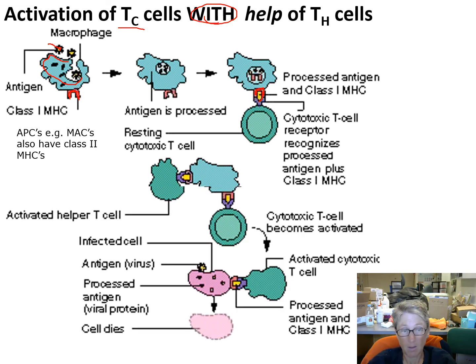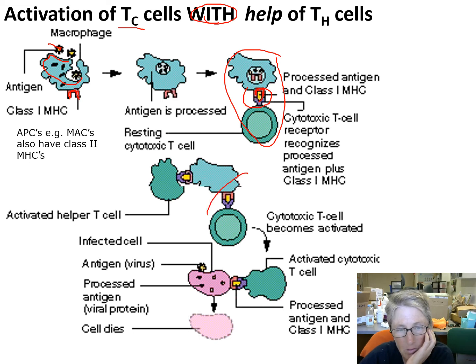Okay, now this gets a little tricky. So there you go, and you can see that the cytotoxic T cell has formed this immunological synapse here, but it doesn't say that it's activated yet. It needs the help of a helper T cell. So all this stuff here that happened between the macrophage and the cytotoxic T cell is this here.